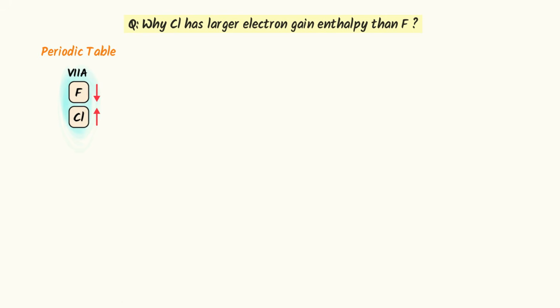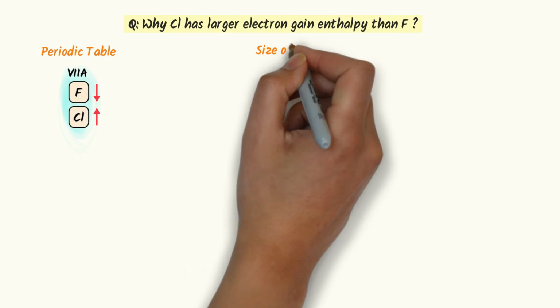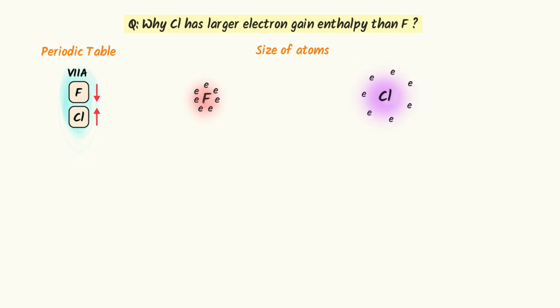To understand this, you need to look at the size of the atom. Fluorine is an extremely small atom. It is the smallest atom in the halogen group. Its outermost subshell is 2p. This is a very small and compact subshell. Fluorine already has 7 electrons sitting in this small space. The electrons are very close to each other. There is already a lot of repulsion between them.